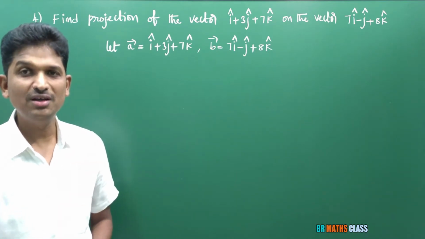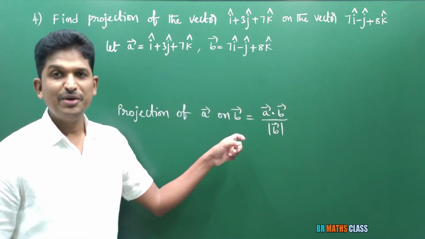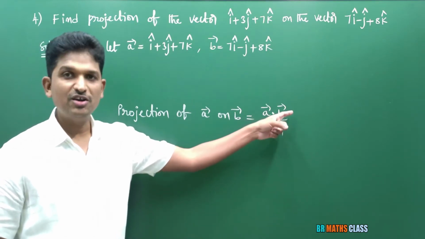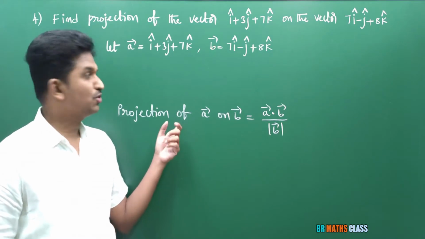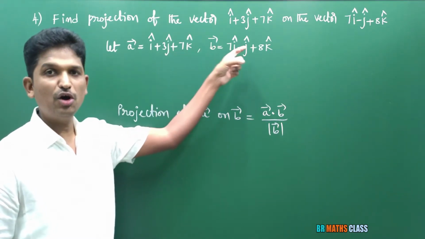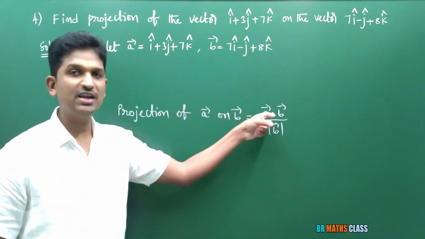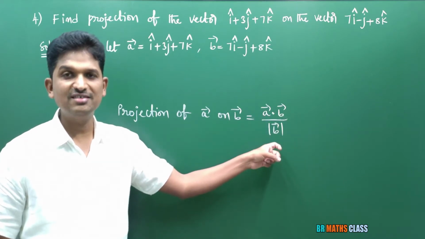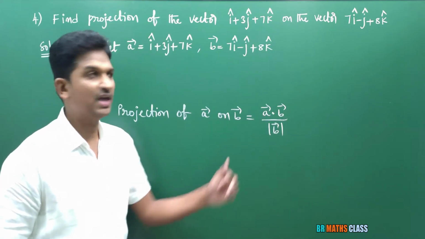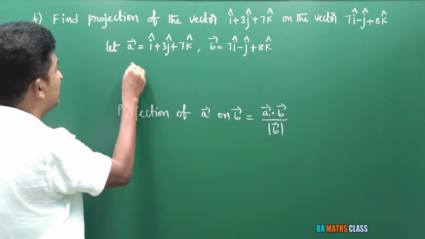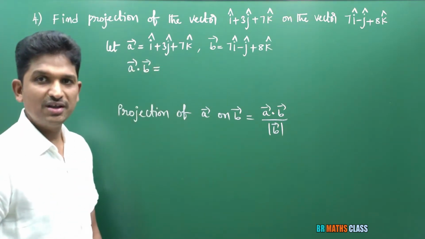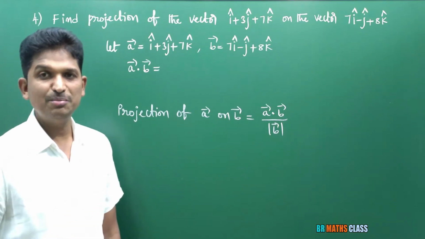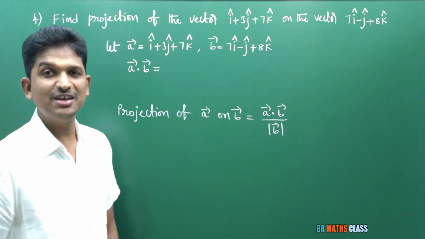What is that formula? Projection of A bar on B bar is A bar dot B bar divided by magnitude of B bar. So to calculate the projection of A bar on B bar, I need to calculate A bar dot B bar as well as magnitude of B bar. Okay. First, I'll calculate A bar dot B bar. What is the formula? The formula is A1 B1 plus A2 B2 plus A3 B3.